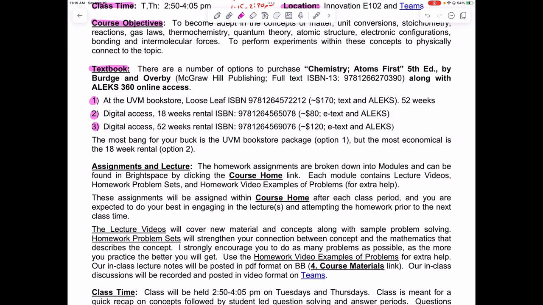But the most economical would be option 3, obviously. I'm sorry, option 2, where you have the 18-week rental of the e-text and Alex. And then, of course, there's the middle option, which is really option 3.